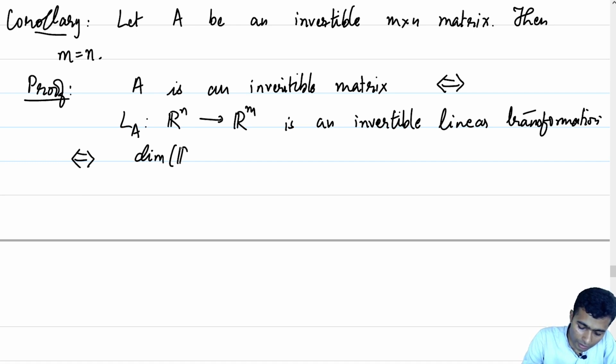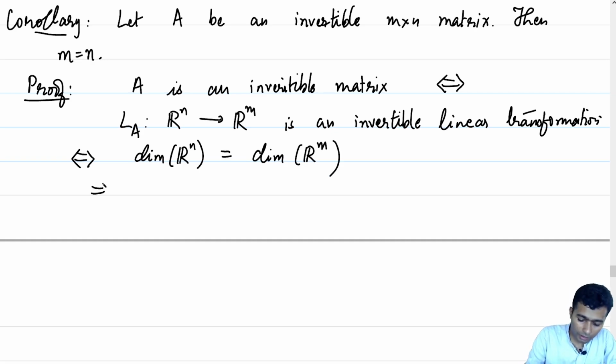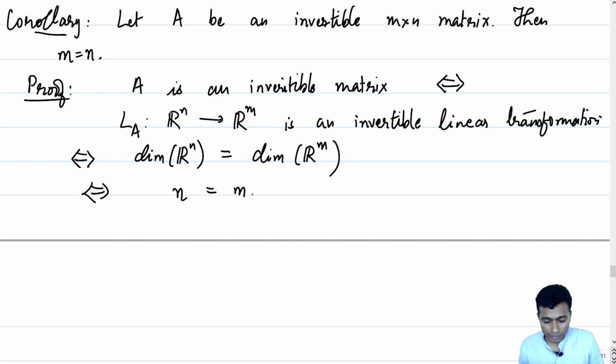This is if and only if the dimension of Rn, which is equal to n, is equal to the dimension of Rm. But what is the dimension of Rn? That is n, and what is the dimension of Rm? That is m, and therefore this is if and only if n is equal to m. So A is an invertible linear transformation.